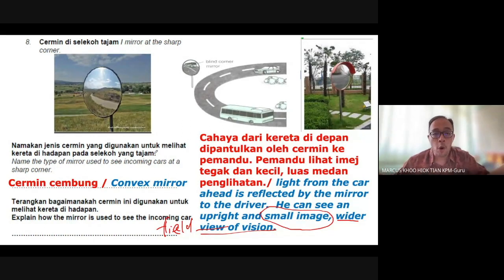If you can see more, kau boleh nampak lebih luas, tetapi yang kau nampak itu kecil. Convex mirror. Kalau concave mirror, kau hanya boleh nampak, you know, tidak luas betul. But everything is bigger. Dia lebih besar. Itu yang menyebabkan kamu boleh nampak lebih besar. Sebab dia kasih kecilkan tempat yang kamu boleh tengok. So this is the explanation for how you can see the incoming car.